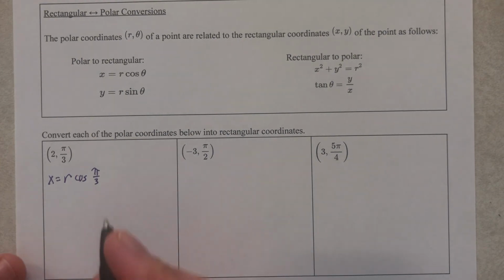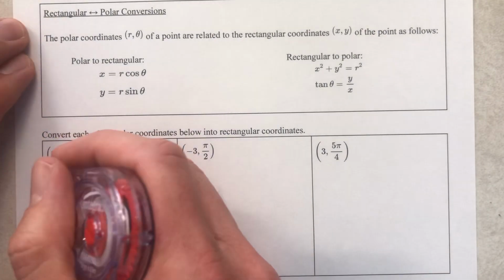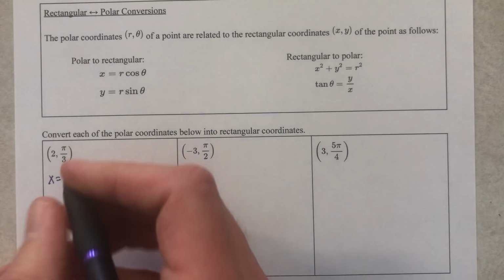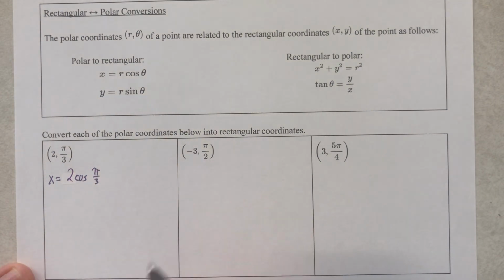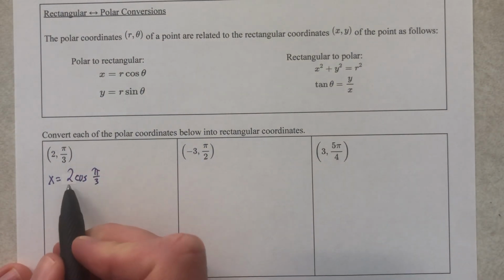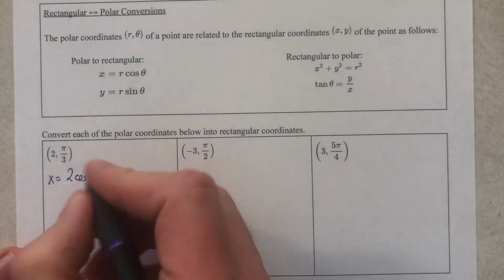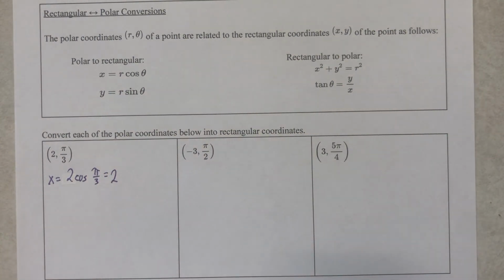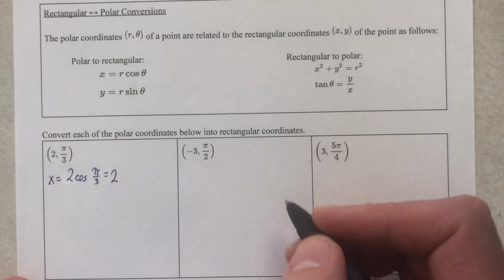Okay. I wrote r. I meant to put a 2. Let's fix that. 2 cosine theta. So I could put r cosine theta, or I could put 2 cosine pi over 3. Don't mix them up. All right, so cosine of pi over 3 is 1/2.